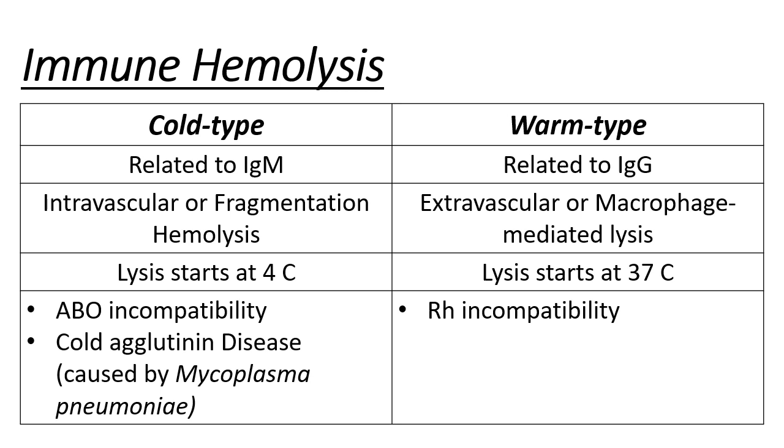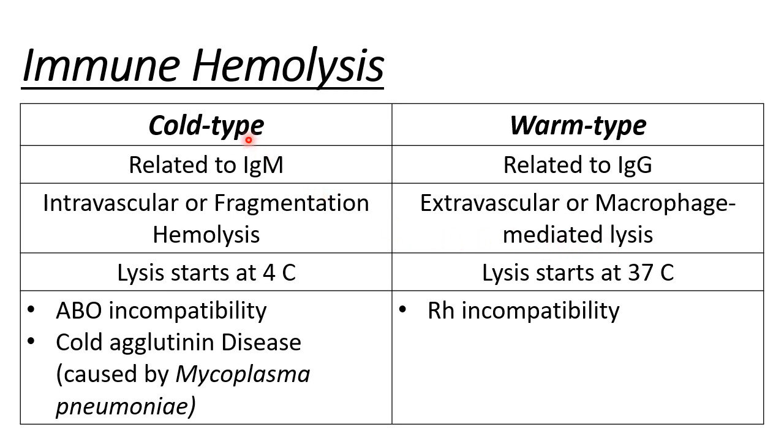Punta naman tayo sa immune hemolytic anemias. Okay? We can classify that into cold type and warm type. Ang cold type of immune hemolysis is related to IgM. Okay? So, para mas madali nyong matandaan, M for malamig. Okay? And then warm type for IgG. And then, ano ba yung mechanism behind this hemolytic anemias? Sa mga cold type of immune hemolysis, dumadaan sila ng intravascular pathway or RBC fragmentation hemolysis. Sa warm type of immune hemolysis naman, extravascular or through the spleen. In other books, ang tawag natin sa extravascular pathway is macrophage-mediated lysis.